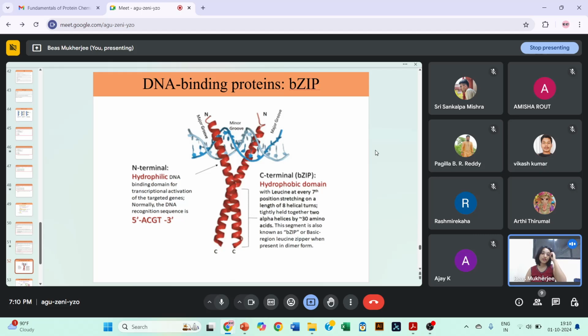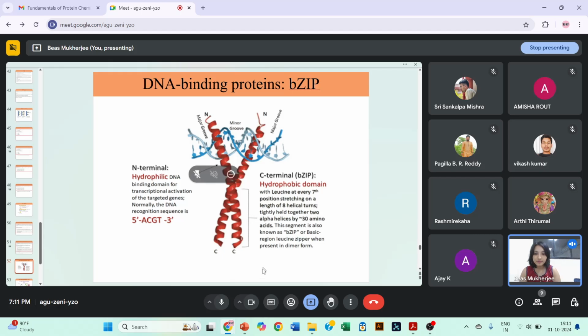One of the very common ones is the leucine zipper. So in the leucine zipper, what is there? There is basically an N-terminal hydrophilic DNA binding domain for transcriptional activation of the targeted genes, and a C-terminal B-zip hydrophobic domain. With leucine at every 7th position stretching on a length of 8 helical turns, tightly held together by alpha helices of 30 amino acids. This segment is also called a B-zip or basic leucine zipper, present in dimer form.